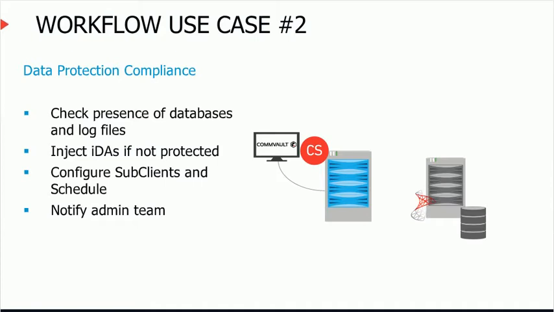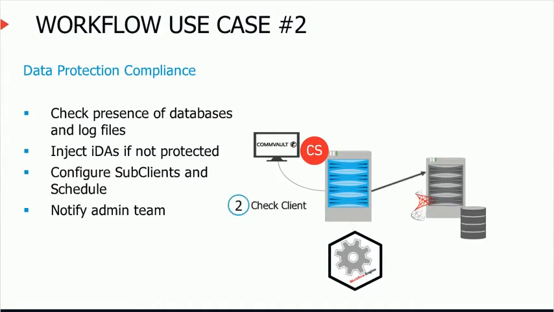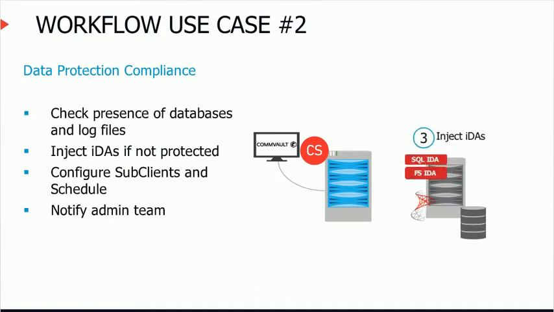A workflow is used to automatically scan and check clients for the presence of certain databases and log files. The workflow then checks that the database is protected using an appropriate application IDA. If the application is not already being protected, then for each client, the workflow automatically injects the CommVault IDAs, configures predefined subclients, adds them to the backup schedule, and finally, notifies the administration team, thereby achieving data protection compliance on their application servers.